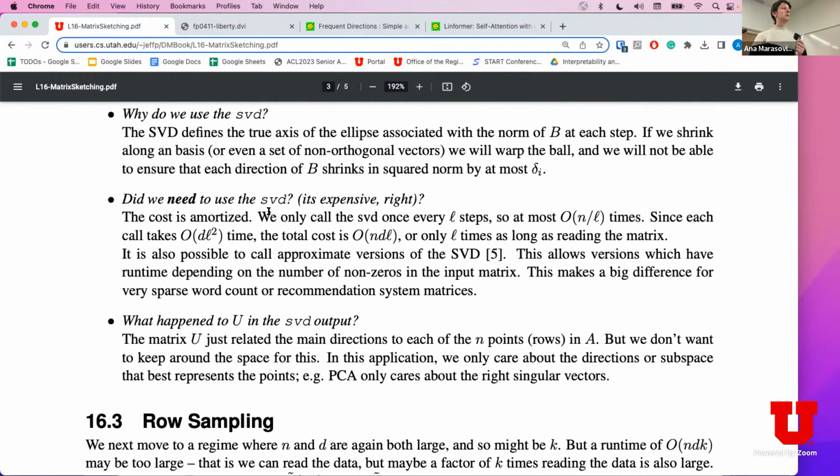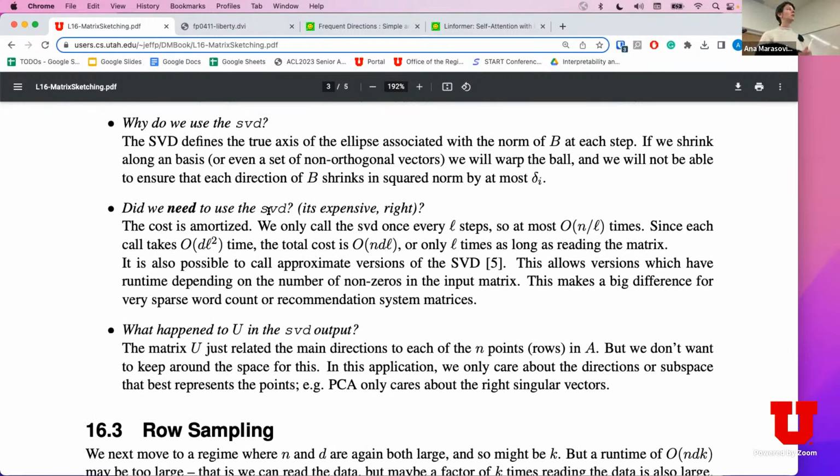Again, this is something I have mentioned before. Do we need to use the SVD? It's not as terrible as it seems, because the complexity is D L squared, but the total cost is N D L, because we are not doing this SVD every single time. We are doing it when we need it.